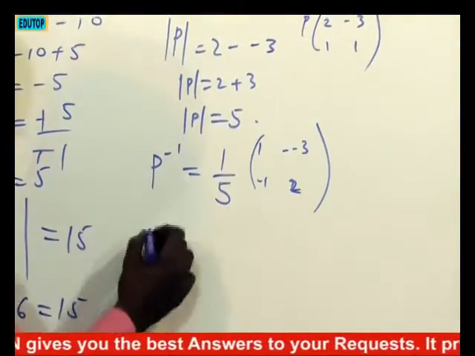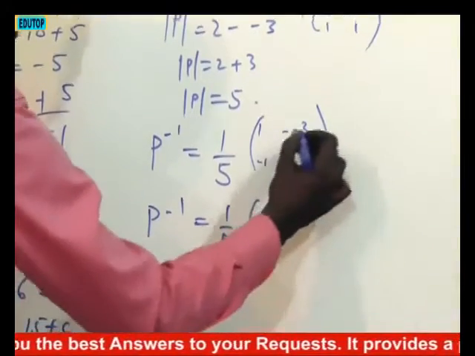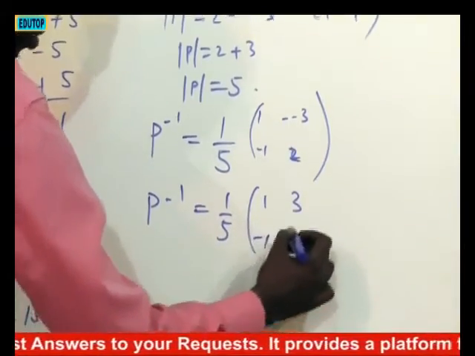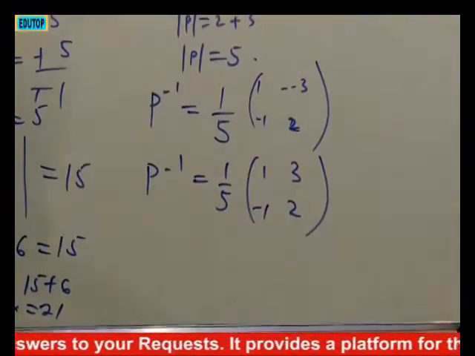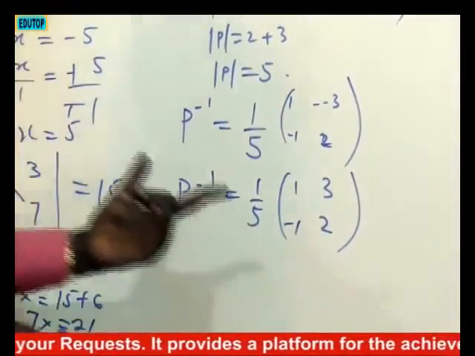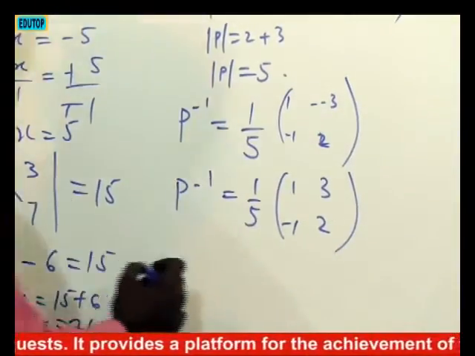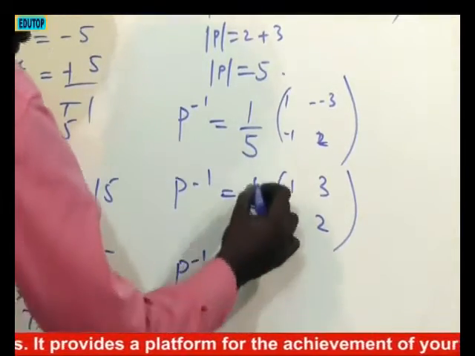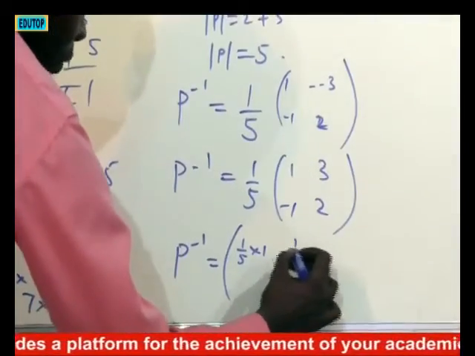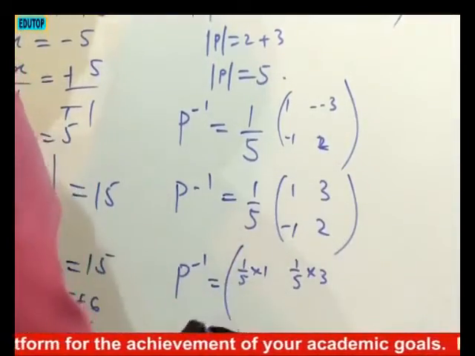So automatically P inverse will be 1 over 5 into 1, 3, minus 1, 2. Then this, we can leave the answer this way. Sometimes it is good to leave the answer this way, but according to the options given to us, we discover that the answer is not left this way. So what we need to do here is to say P inverse will now be 1 over 5 times this. We have 1 over 5 times 1, then 1 over 5 times 3.